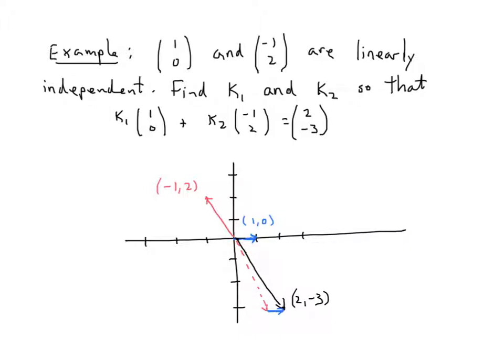So I'm going to create a new page, if I can. Yes. And so here's our problem. I'm going to find a k1 times (1, 0), and a k2 times (-1, 2), that will build for me (2, -3). So previously I was looking at the geometric picture. Here's strictly the algebraic picture.